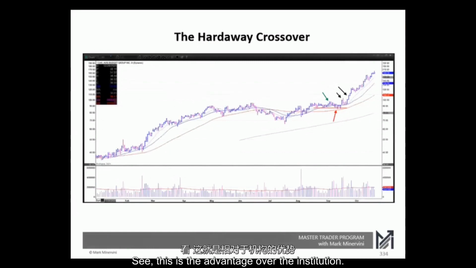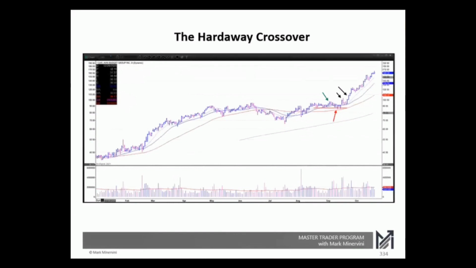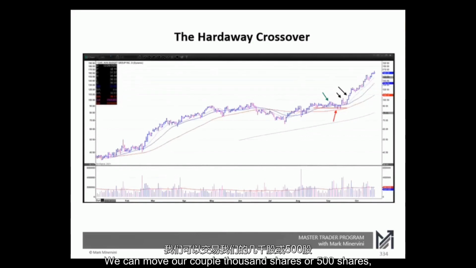See, this is the advantage over the institution. The institution can't time the way we can time the trades. We can get in there and say, okay, it's going, boom, get in. Oh, that didn't work, out. Oh, wait a minute, it's turning back up, back in again. The institution can't do that. They can't move 1 million shares like that. We can move our couple thousand shares, or 500 shares, or even 10, 20,000 shares, even a relatively large amount of stock you can move. But like I said, to an institution, that's nothing.